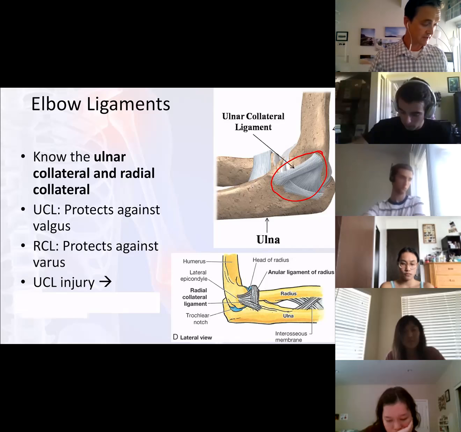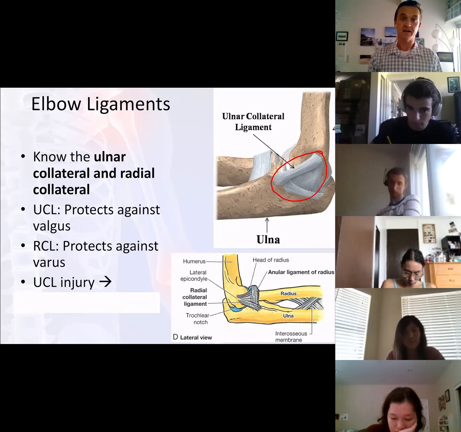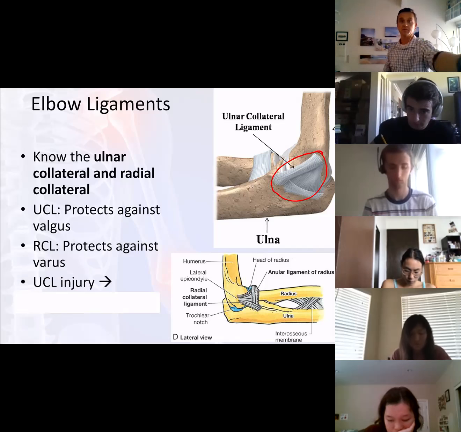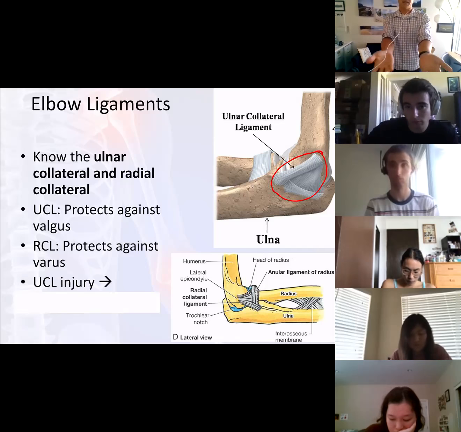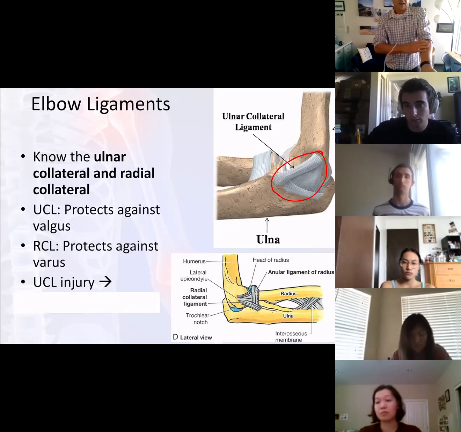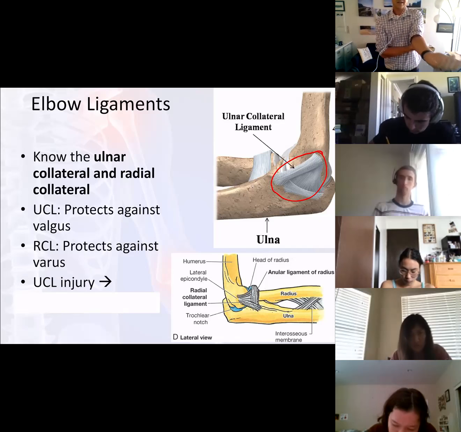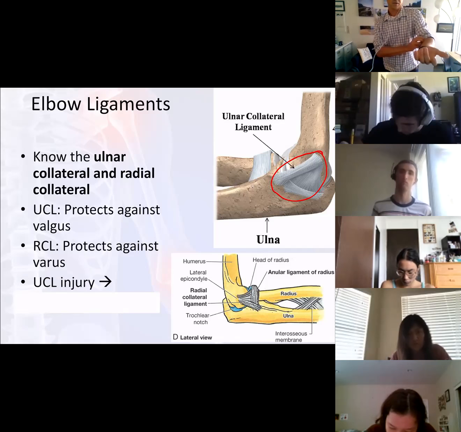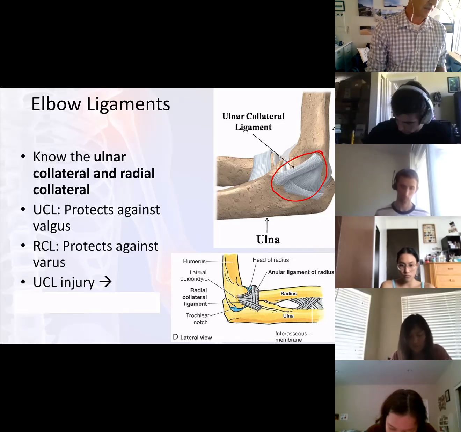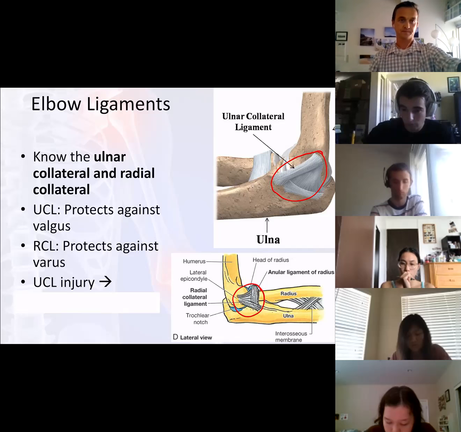The one on the lateral side is called the radial collateral ligament, and that one protects against the opposite motion, which is called varus, okay? If we're holding our arms out like this, then varus occurs when somebody's pushing from the inside and it opens up this outside part, okay? So valgus is pushing from the outside in, varus is pushing from the inside out, okay? And this is showing the radial collateral ligament on that image there.